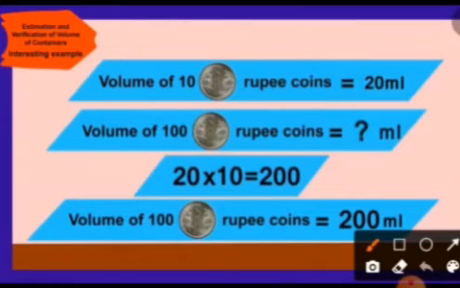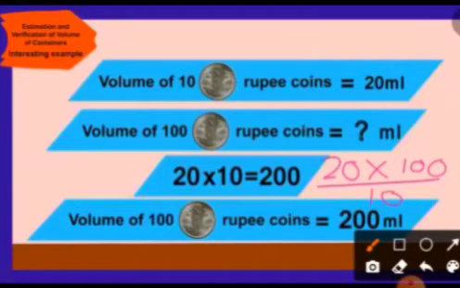Let us solve it. 20 multiply 100 divide by 10. Solve this equation. 10 tens are 100, means 20 multiply 10 is equal to 200. So volume of 100 1 rupee coins is equal to 200 ml.